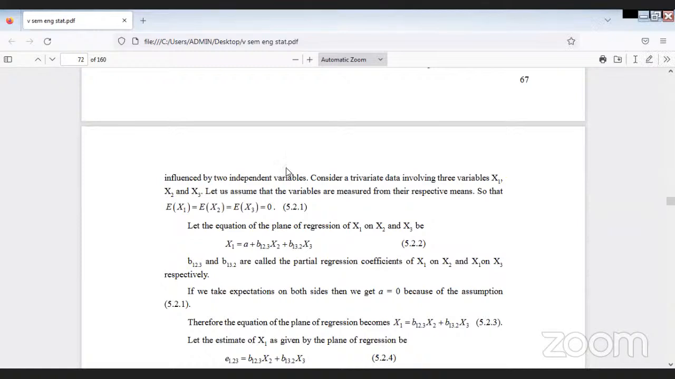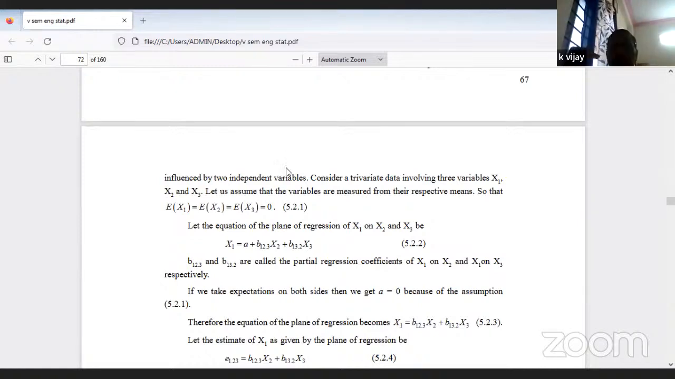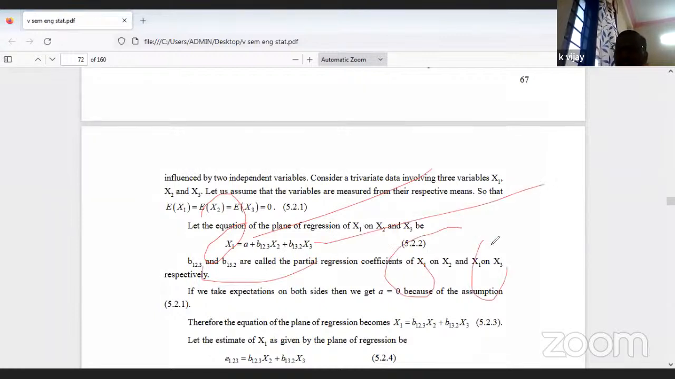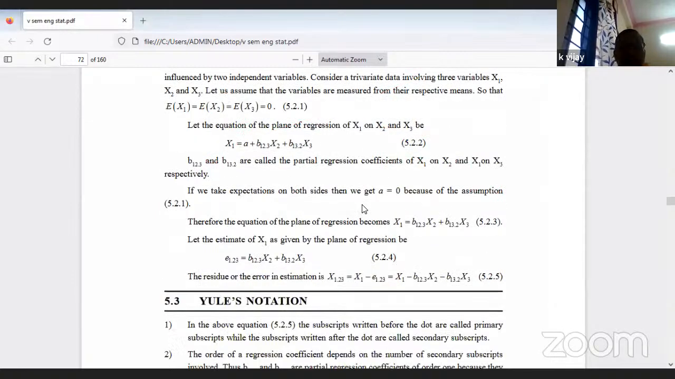In the X2 condition it is b12.3, and in the X3 condition it is b13.2. So b12.3 and b13.2 are called partial regression coefficients. This is X1 based on X2, and X1 based on X3. So we are writing X1 on X2 and X1 on X3 here. This is the condition.